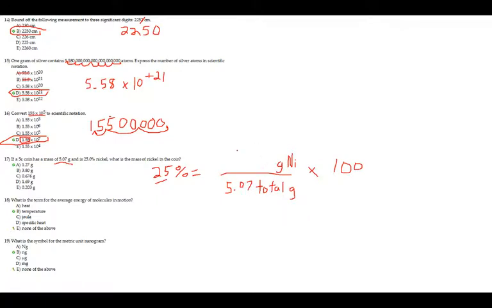Okay, and so now you have to solve for this question mark here, which is just algebra. Divide both sides by 100. We'll cancel on the left. Multiply both sides by 5.07 so that it drops out here. And so take 5.07, multiply it by 25, divide by 100, and that should give you 1.27.